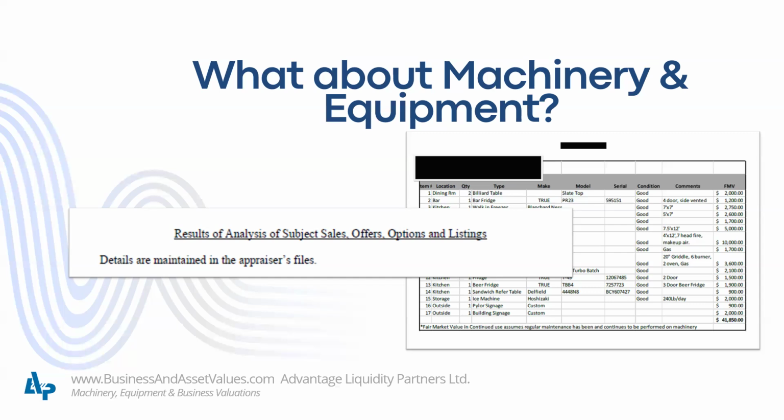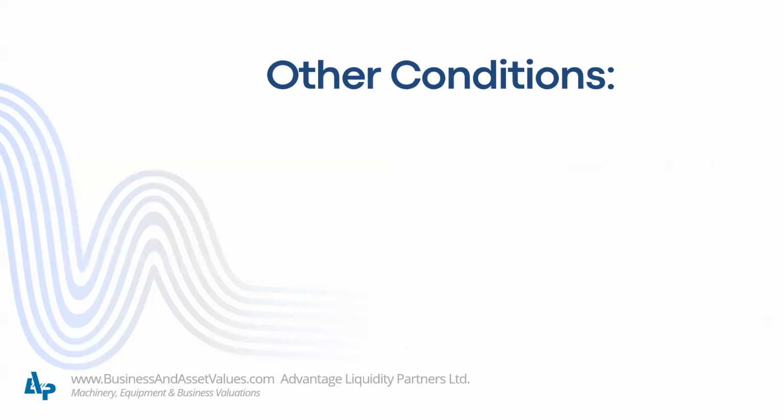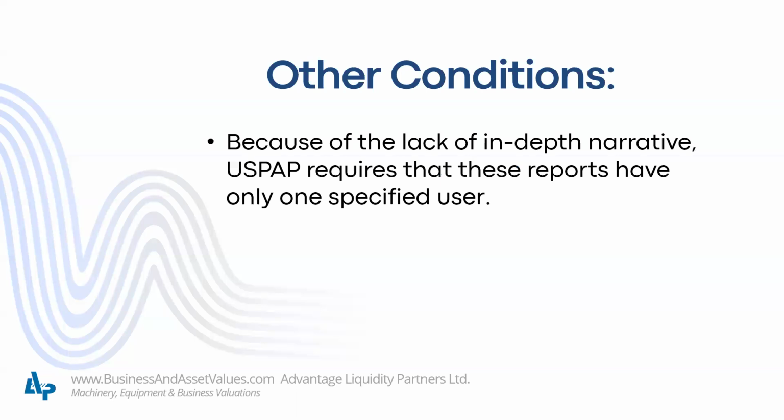So there are other conditions that are placed upon these restricted reports by USPAP because they don't contain the full depth of information that a standard appraisal report or narrative appraisal report would contain. So, because of the lack of in depth narrative, USPAP requires that these reports have only one specified user, which means that when we get hired to create a report for a specific bank because someone's trying to get a loan to refinance equipment, for example, the report is written for that one bank and is that one bank's property.